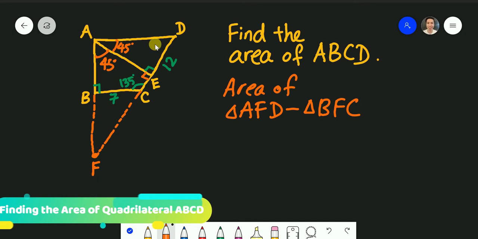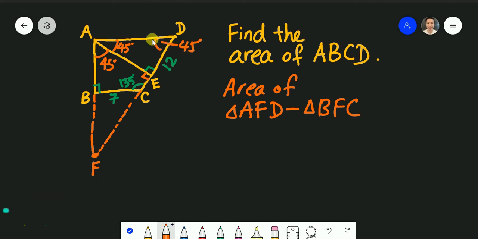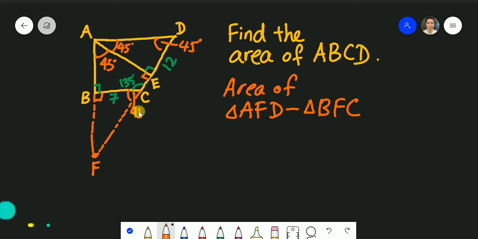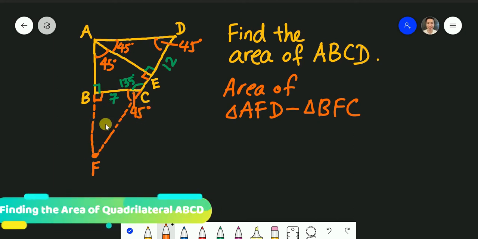If this is 45, then in triangle ADE, this angle ADE will be 45 too, because the sum of the angles in a triangle is 180 degrees. And what else can we find here? Here actually is 90 degrees. So here is a straight line, so we know that this is 45 degrees. And in triangle BFC, this angle BFC is 45 degrees, as the sum of the angles is 180 degrees, right? Okay.